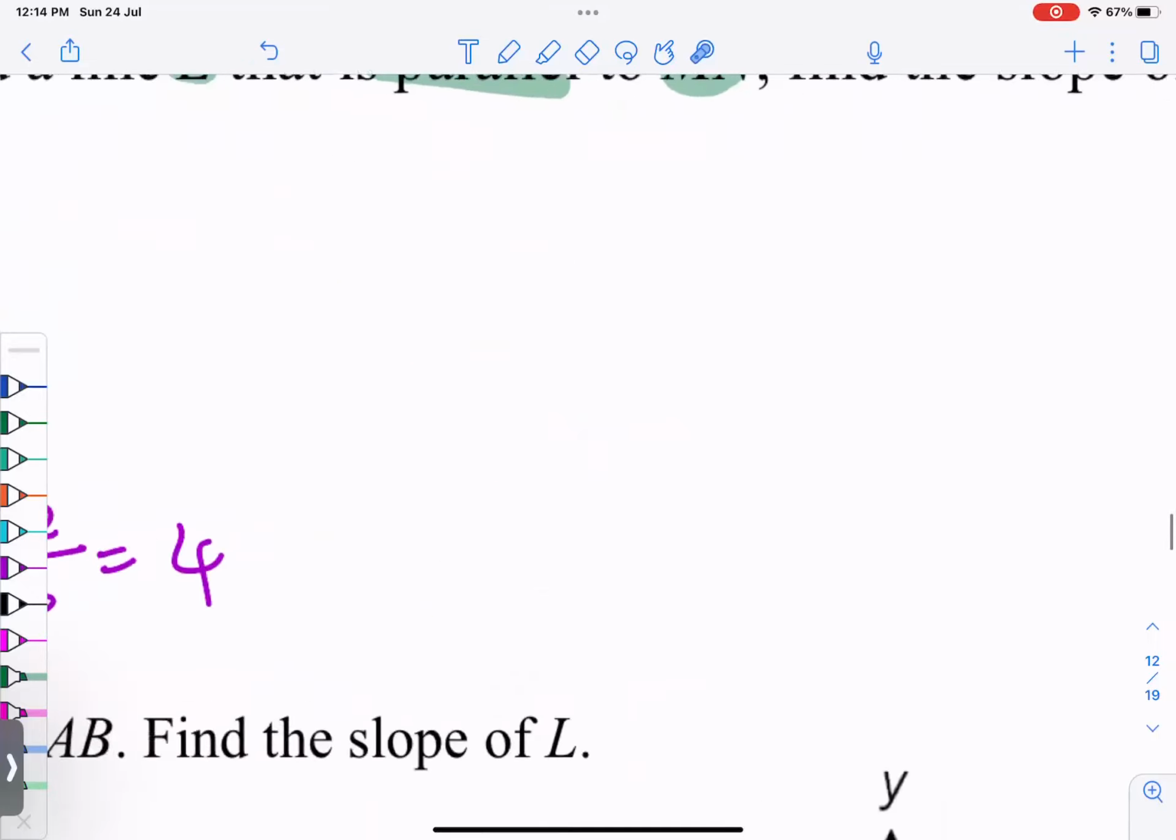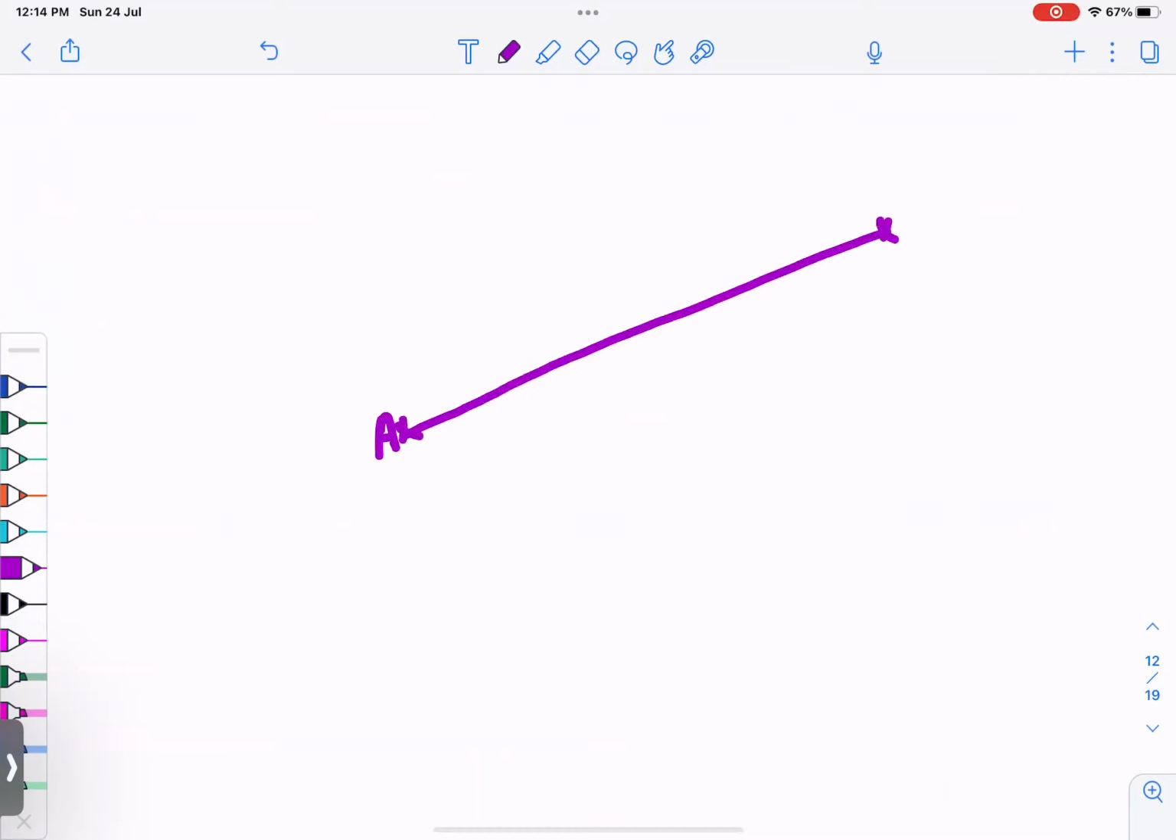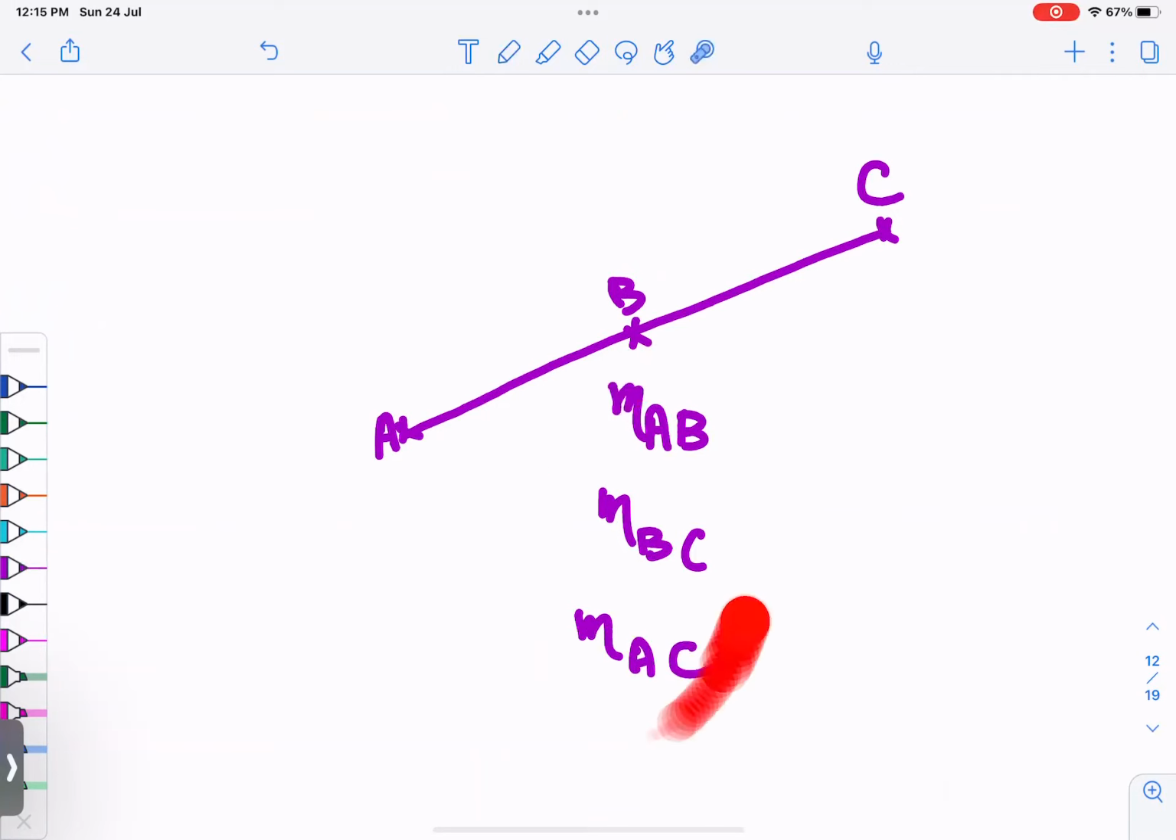Okay, one question. How about I have A here? Actually, let me draw first. A here, B here, C here. AB slope and then BC slope and also AC slope. What's so common? What's so special about the slopes? Yes, they are all equal. Why? See, they're going into the same directions. Of course, the slope will be equal.